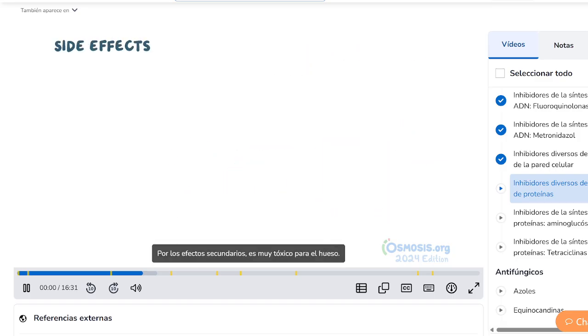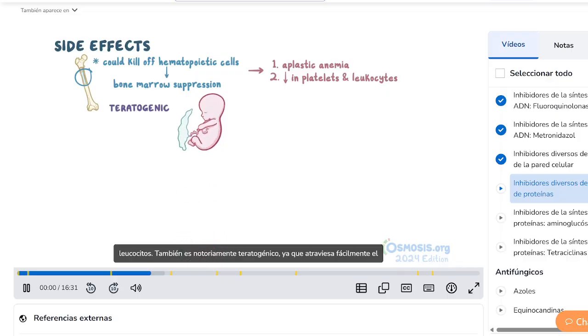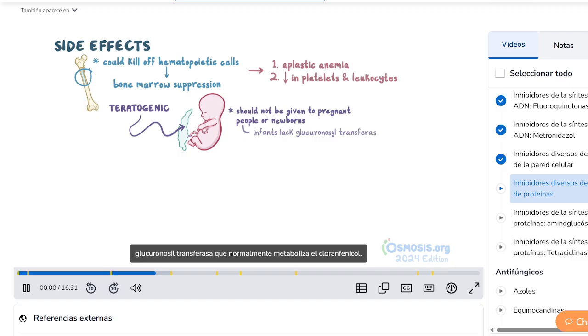For the side effects, it's very toxic to the bone marrow and could kill off the hematopoietic cells, leading to bone marrow suppression. This will usually lead to aplastic anemia first, followed by a decrease in platelets and leukocytes. It's also notoriously teratogenic, as it readily crosses the placenta, so it should not be given to pregnant people or newborns. This is because infants lack the hepatic enzyme glucuronyl transferase, which normally metabolizes chloramphenicol.